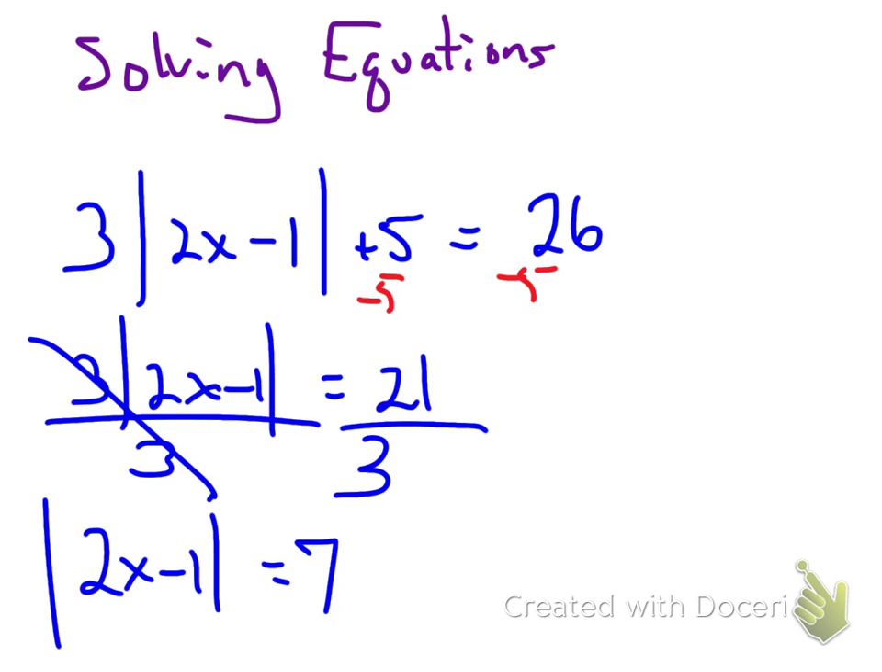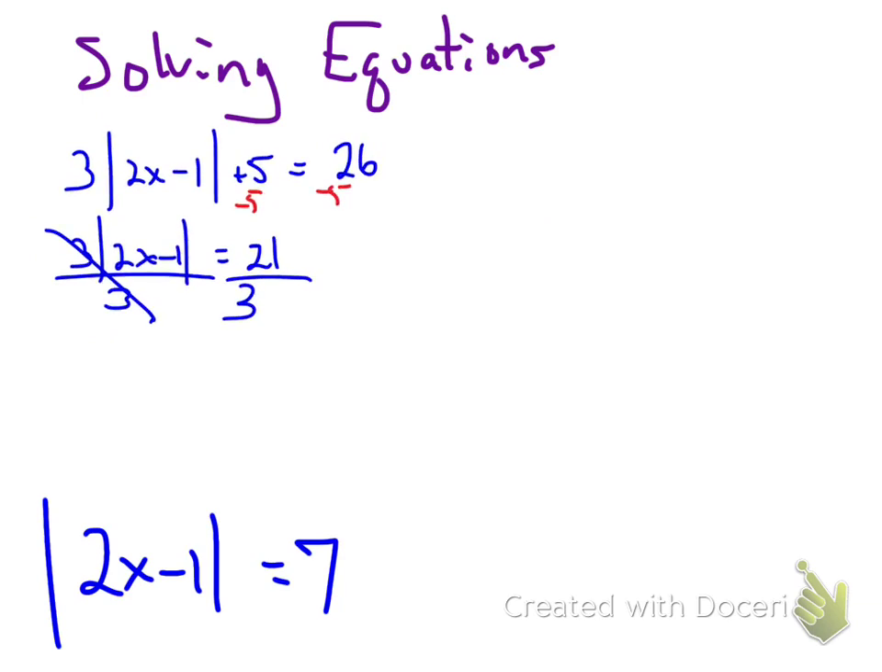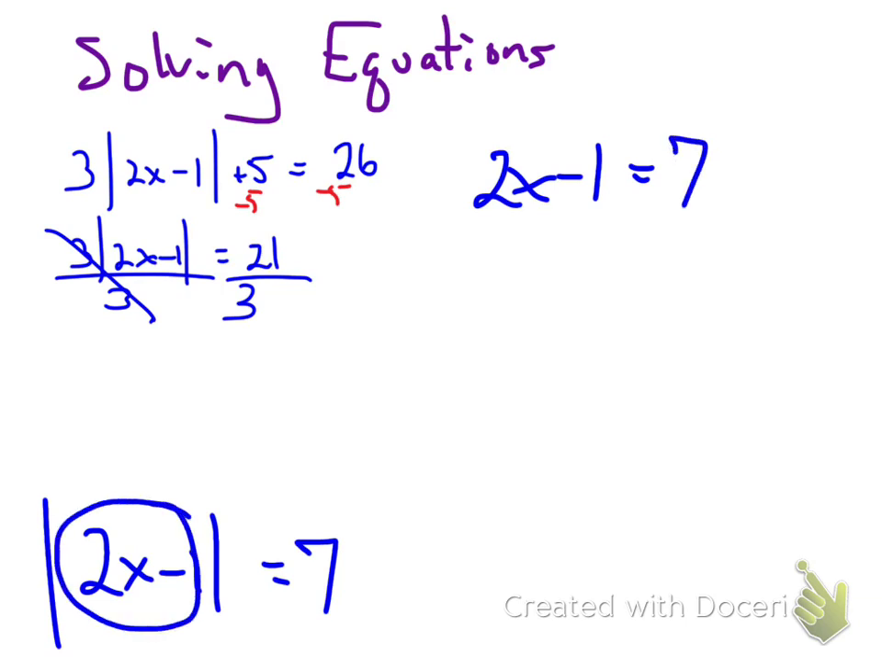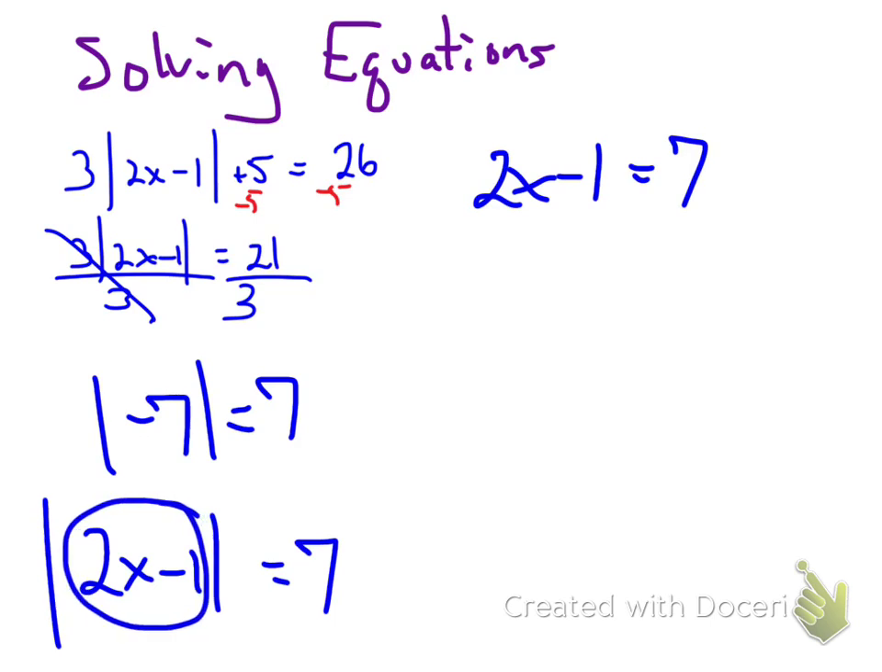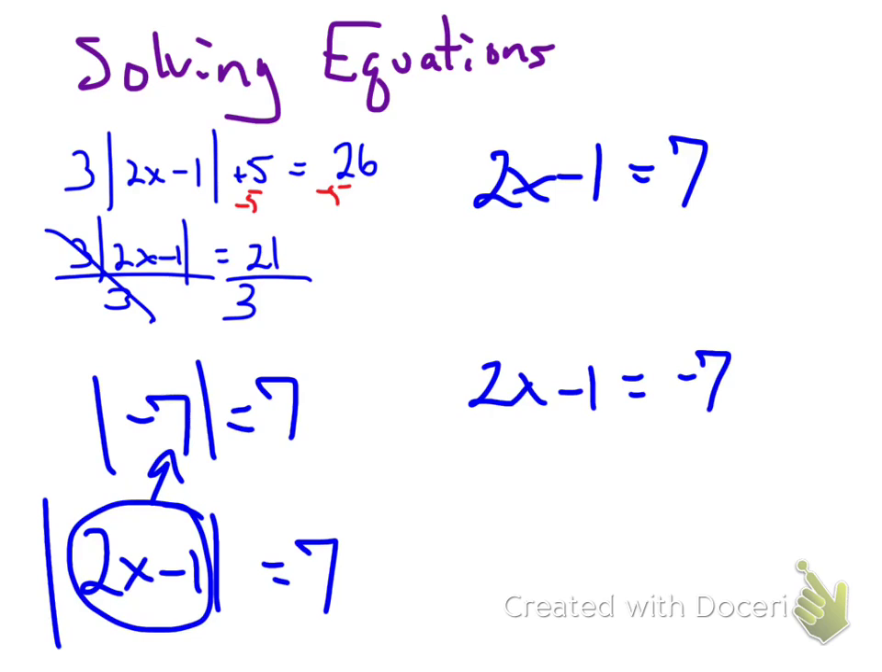That now gives me 2 separate problems. So I'm going to have 2x minus 1 equals 7. So I want to know the x value that's going to make this equal a 7. But also the absolute value of negative 7 equals 7. So I want to figure out what value here equals negative 7. So I have 2x minus 1 equals negative 7. These are the 2 problems I work on now.